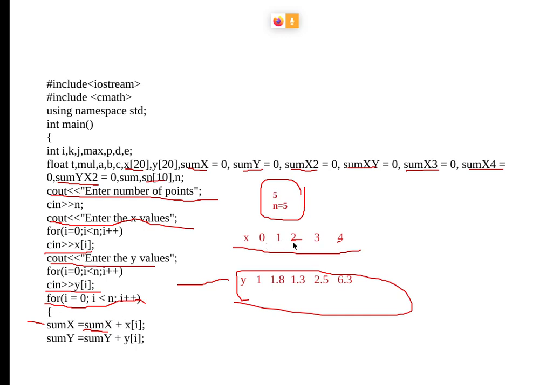In the third iteration it will be 0 plus 1 plus 2, that is 3, 3 plus 3. In the next iteration it is 3 plus 3, 6, 6 plus 4, that is 10. So after the entire iteration, sum x will contain the sum of all x. Likewise we can see the sum of y is sum y plus y of I.